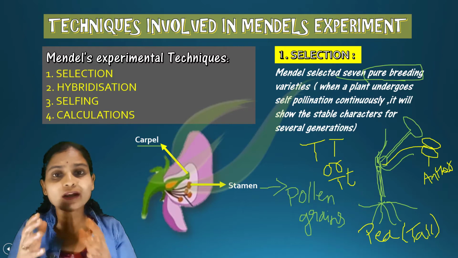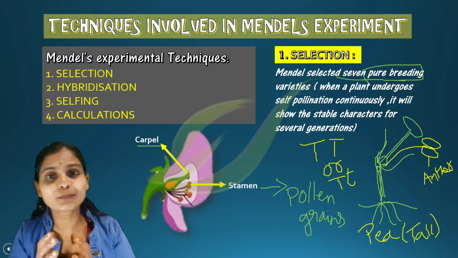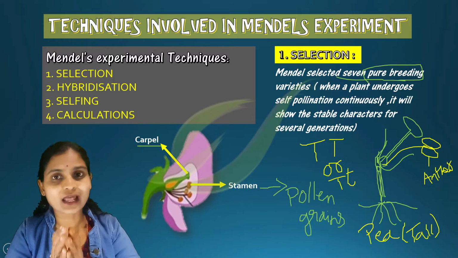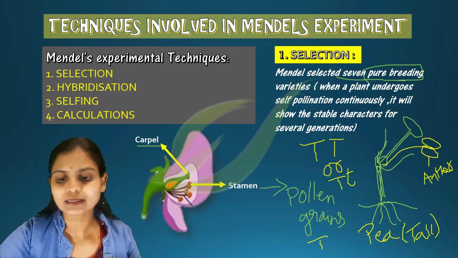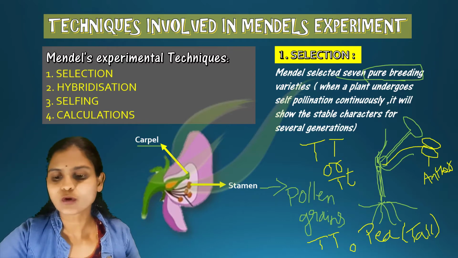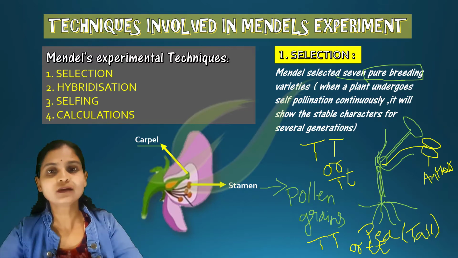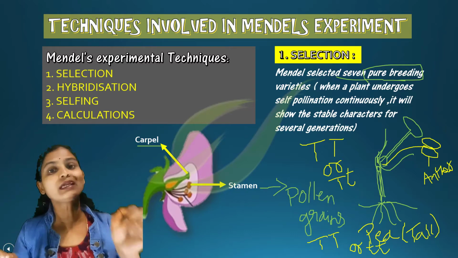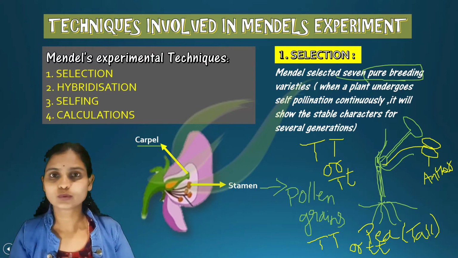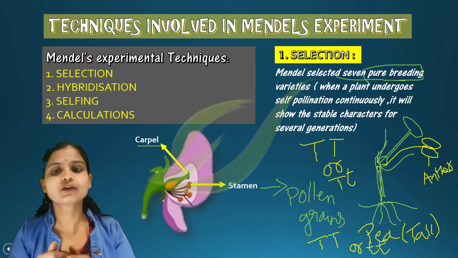So, here Mendel wanted a homozygous condition, or pure breeding plants. Pure breeding plants means he wanted the plant with either capital T or a plant to produce small t, either tall or dwarf. Now, in this experiment, because he had taken a tall plant and he wanted capital T, what he can do here is selfing. So, he did selfing.